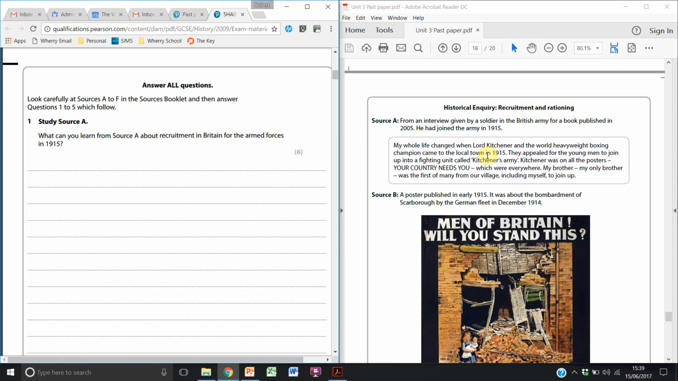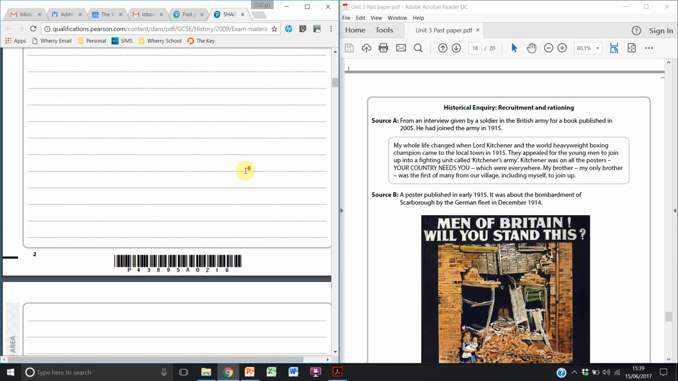Okay, you need to be saying things like, one thing I can learn from source A is that peer pressure played a big role in forcing people to join up, because it talks, doesn't it, about his brother and lots of other villagers joining up. So we can learn from the source that peer pressure played a role in recruitment. That's an inference. It doesn't mention peer pressure anywhere in source A, but I can learn from source A that it played an important role in recruitment.